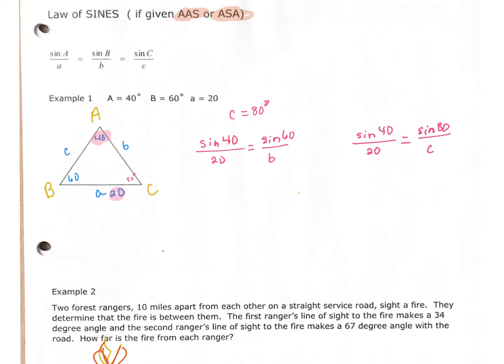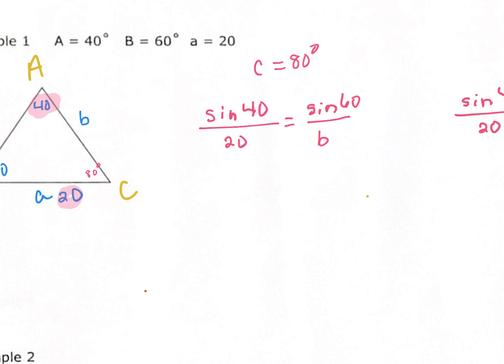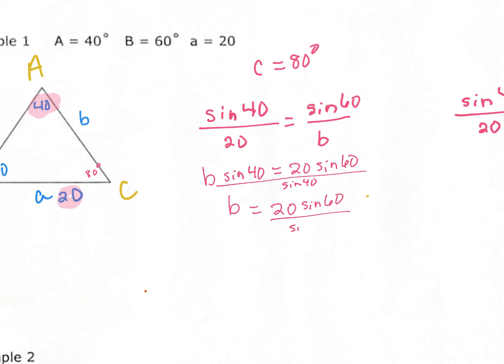All right, so let's think about how we can solve from here. We've got proportions that we've set up, so we're going to cross multiply to solve. We get that B times the sine of 40 is equal to 20 times the sine of 60. Then to solve for side B, we're just going to have to divide by the sine of 40. So 20 times the sine of 60 all over the sine of 40 gives us side B.